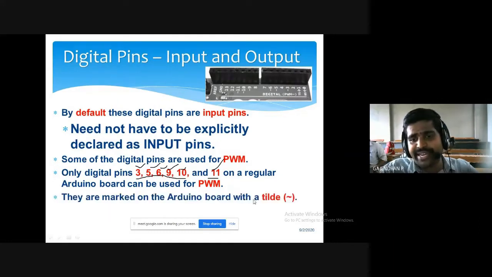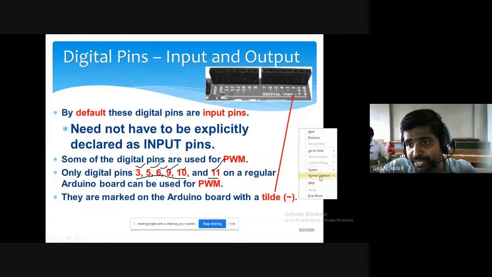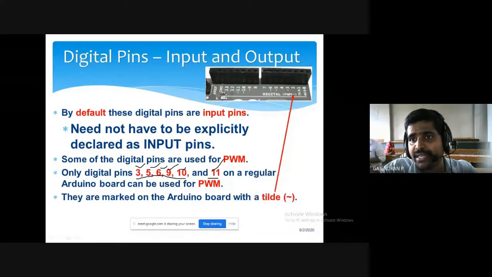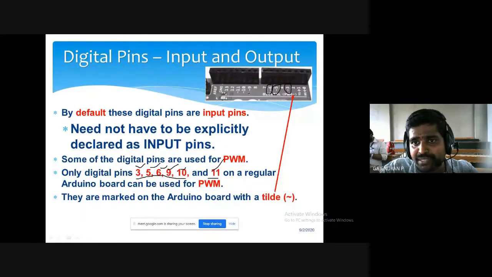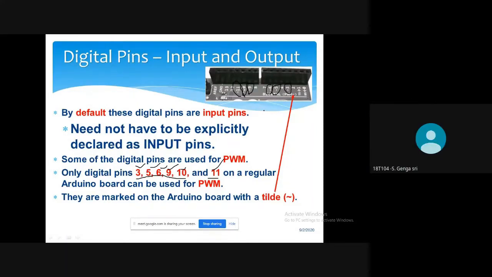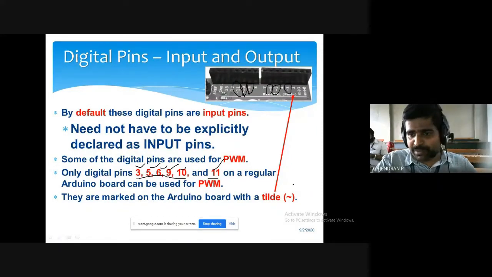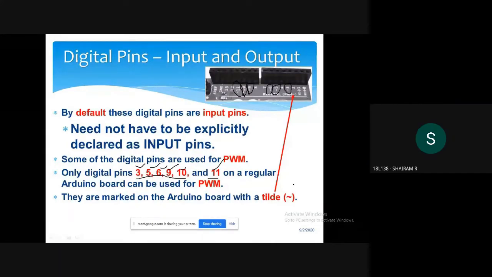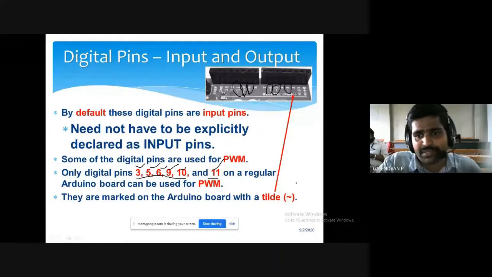How can I identify, sir? See the tilde symbol. If you look at the top image, pin number 3, pin number 5, all the pins are followed by the tilde symbol. Can you view the slide? Is it visible to everyone? How many pins are capable of handling the PWM function? 6 pins, sir. 6 pins, very good, that's all. Then, shall I move to the next slide?